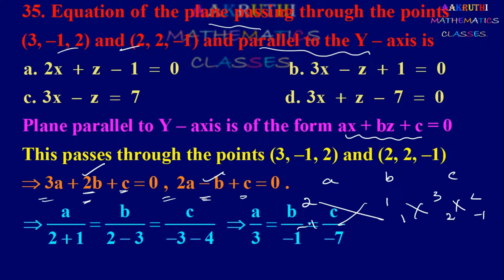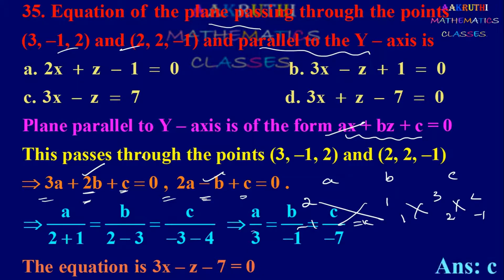So we get a divided by 2 plus 1, and b divided by 2 minus 3, and c divided by minus 3 minus 4. So we get a divided by 3 equal to b divided by minus 1 equal to c divided by minus 7. So if we take this as k, we get a equal to 3k and b equal to minus k and c equal to minus 7k. And we substitute here. Then we get the equation 3kx minus kz minus 7k equal to 0, and then we can cancel that k. So we get 3x minus z minus 7 equal to 0, which is option C. So here the correct option is option C.